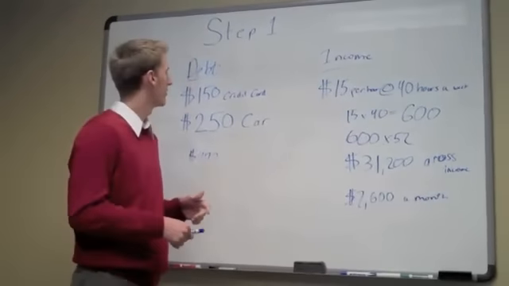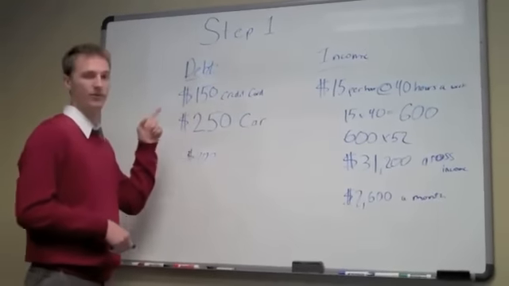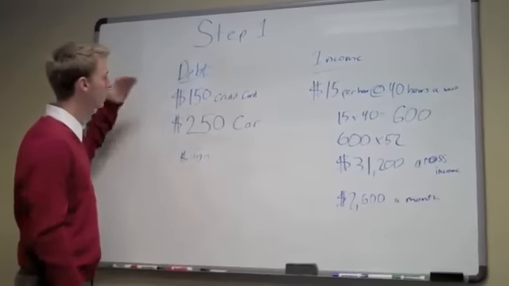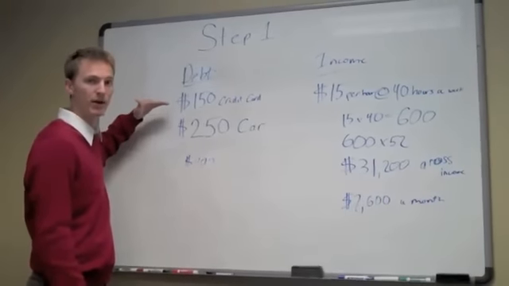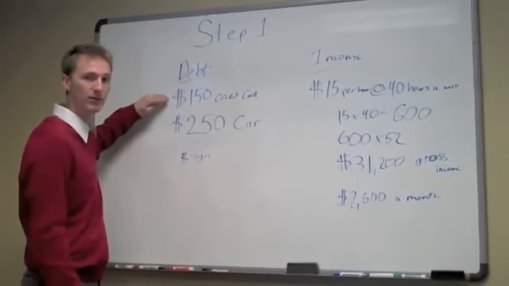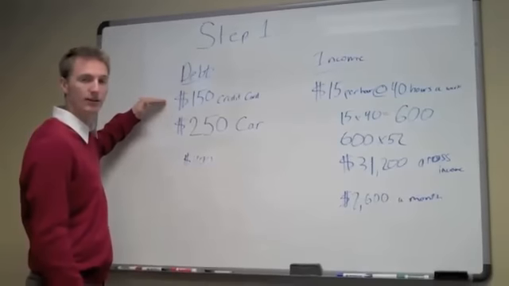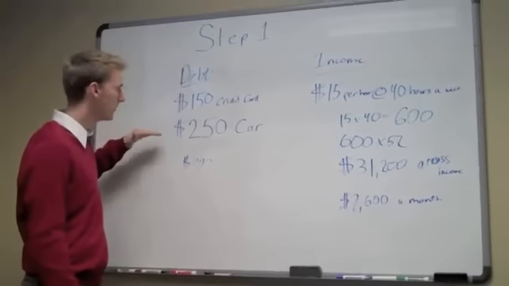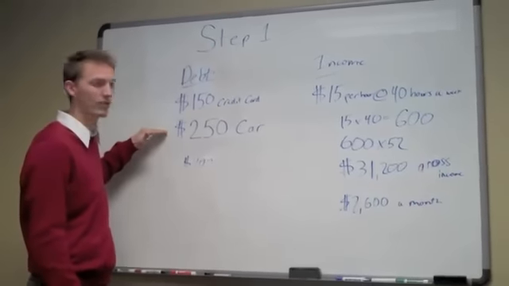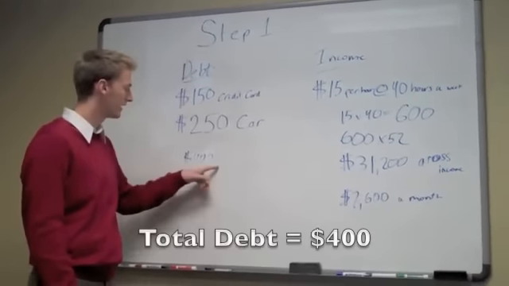So, in this scenario, here's our debt for this particular buyer. We've got a monthly credit card payment. This is the minimum monthly payment, is what they would calculate, is $150 for this person. They also have a car payment, which is $250. Their total debt is $400 a month.